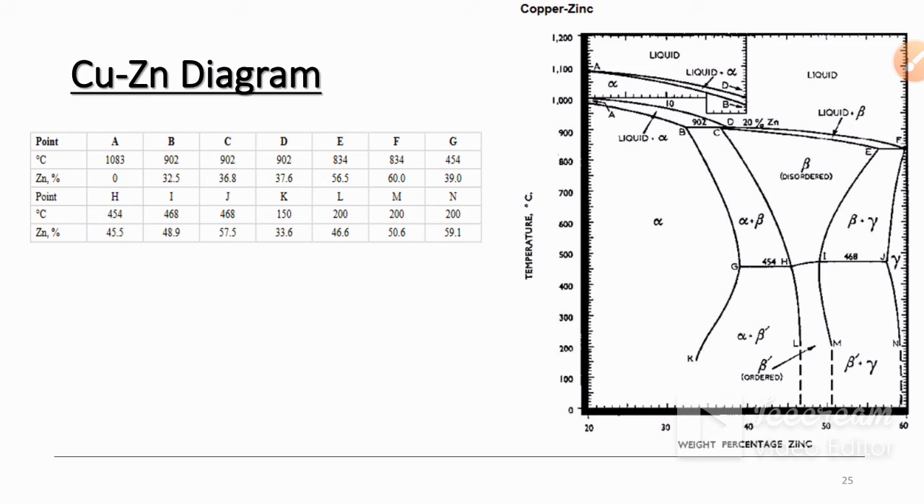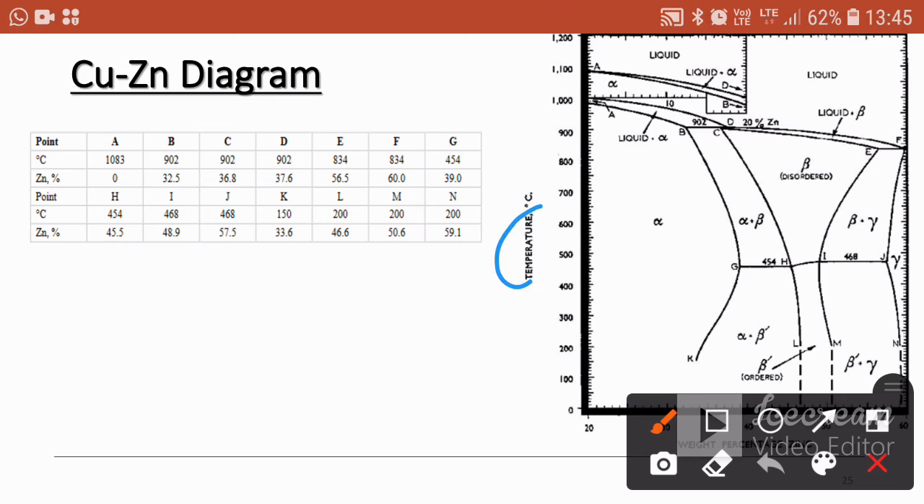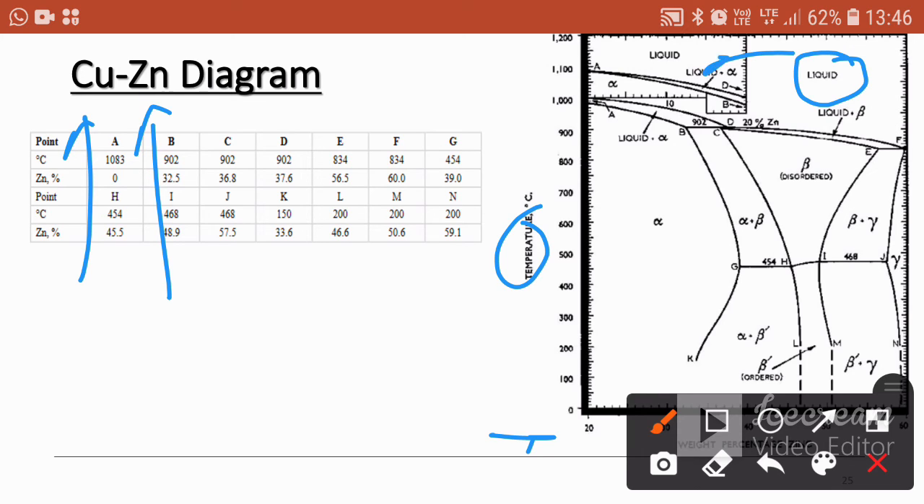Next, the copper zinc diagram. This is also a phase diagram. You can see here temperature and composition. There are two elements, copper and zinc, and two-component phase diagrams are called binary phase diagrams. Here you can see liquid is present at this temperature range. Here you can see liquid and alpha, liquid plus alpha is there.